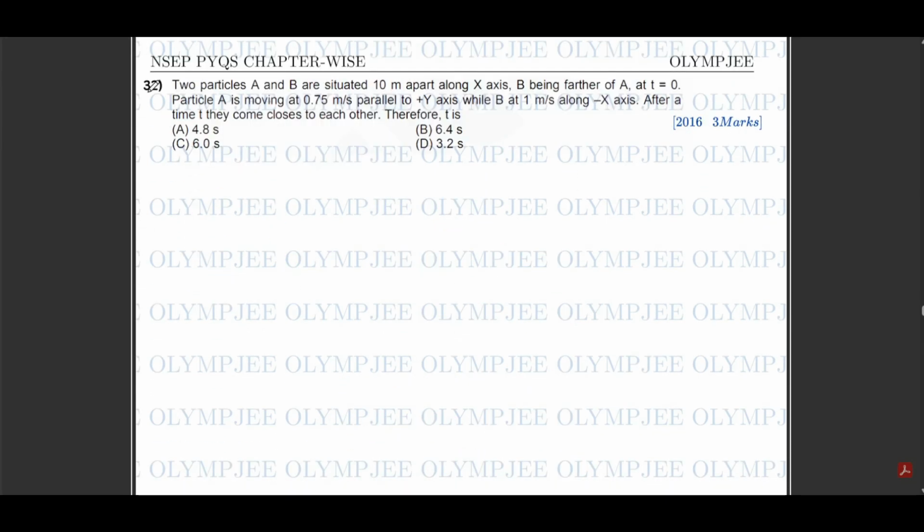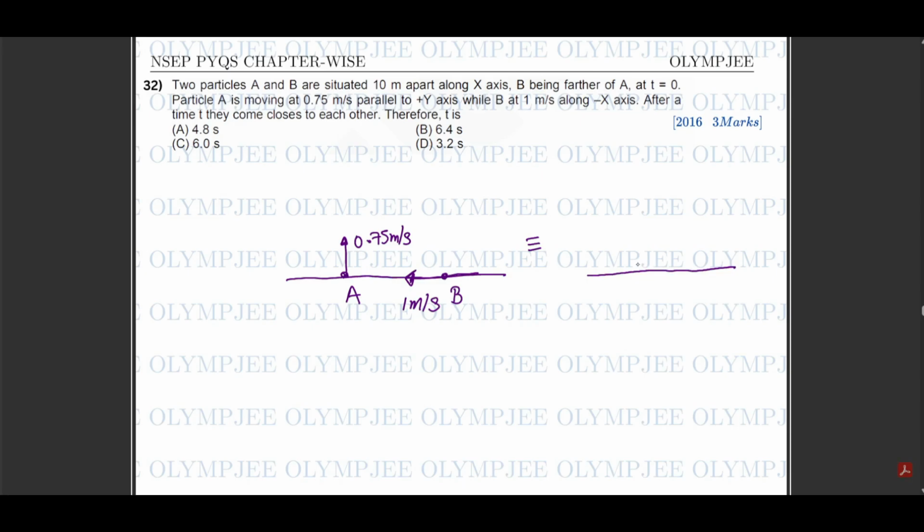You can easily calculate speed also by multiplying it by minus 40. Question 32 says that two particles A and B are situated 10 meters apart along the x-axis, B being further off from A at t is equal to 0. Particle A is moving at 0.75 meter per second parallel to the y-axis, while particle B is moving 1 meter per second along the minus x-axis. After a time t, they both come close to each other. So, therefore, the time t is?